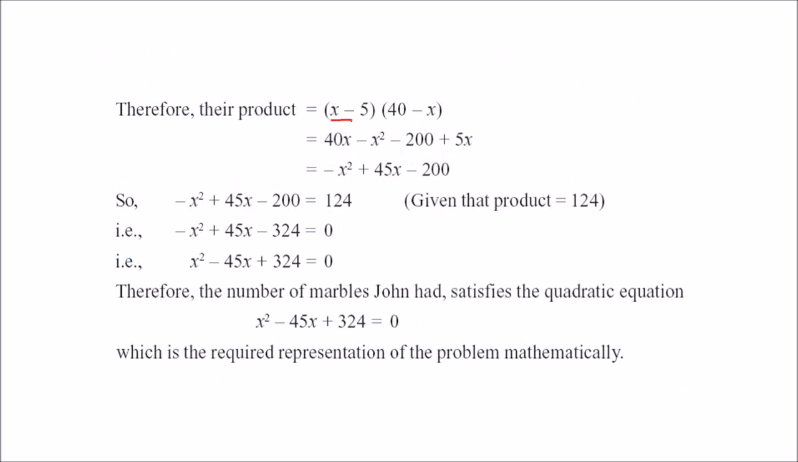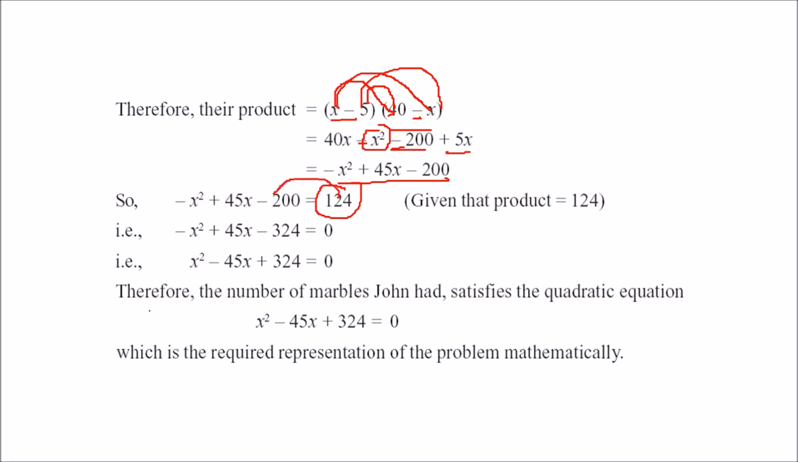So for X minus 5 into 40 minus X, multiply it. How do you have to multiply? X into 40 is 40X. X into X, because minus is there, is minus X square. Minus 5 into 40 is minus 200. Minus 5 into minus X is 5X. So this is your equation. We have just tried to write it in descending form, and this is of course equal to 124.